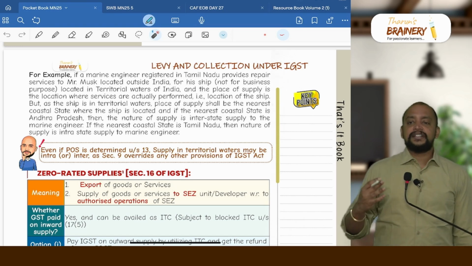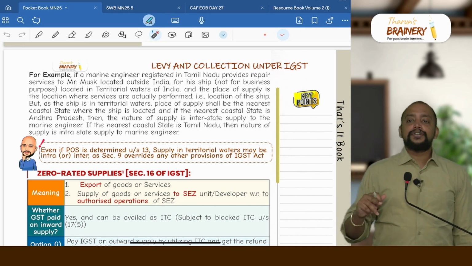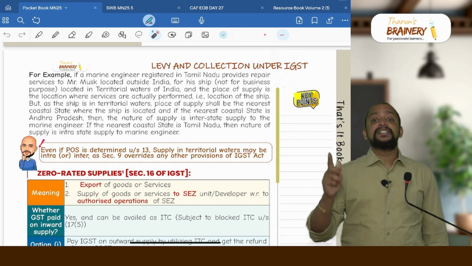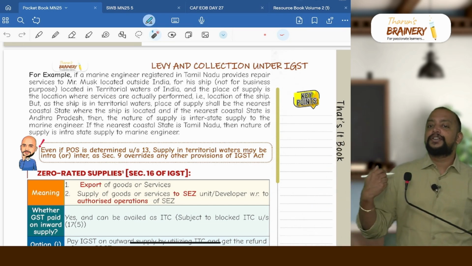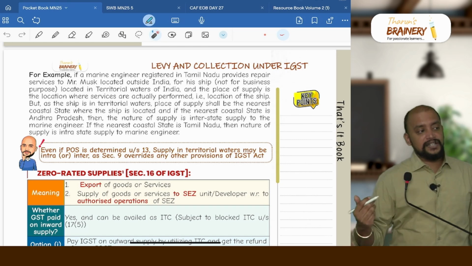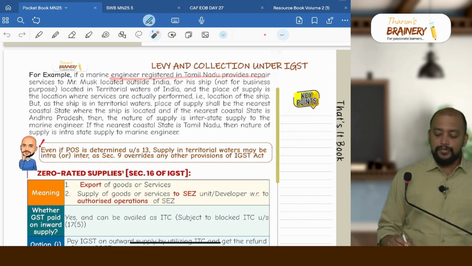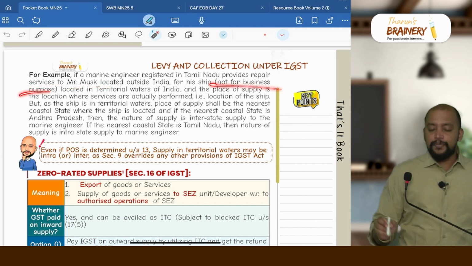However, there are 4 exceptions. In that 4 exceptions, repair services to ship, we need to take location of recipient only as place of supply. But if it is used for the business purpose of the recipient. If it is not for the business purpose of the recipient, we need to take location of services where it is actually performed. Okay. So if a marine engineer registered in Tamil Nadu provides repair services to Mr. Musk located outside India for his ship, not for business purpose.